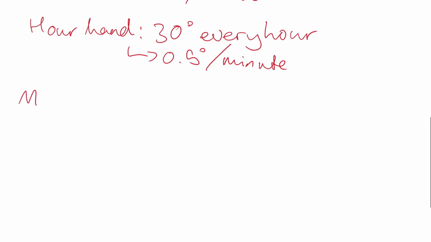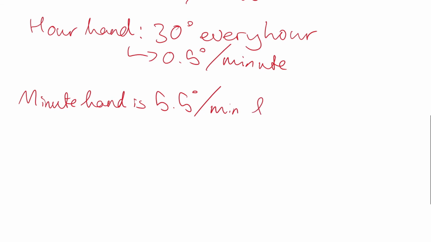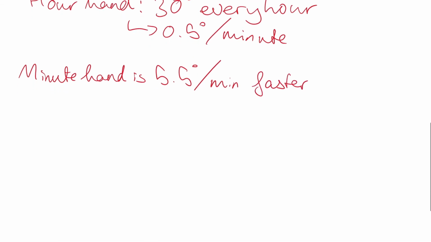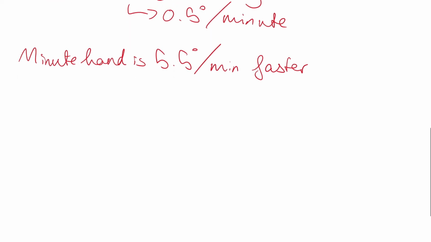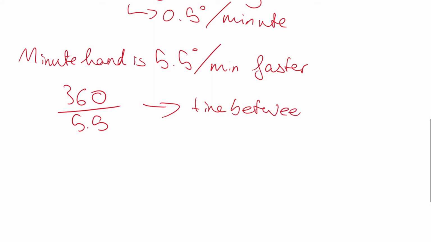Thus, every minute, the minute hand will travel 5.5 degrees faster than the hour hand. The two hands overlap every time this relative speed travels 360 degrees. Thus, dividing 360 by 5.5, we can find the time between overlaps, which is approximately 65 minutes. Let's leave this as a fraction, as it is a nicer number that we can manipulate.